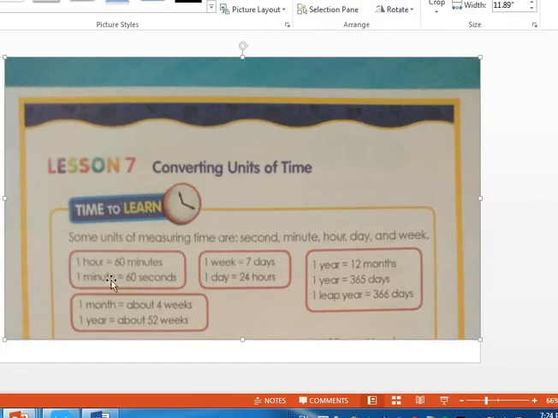So 1 hour equals 60 minutes. 1 minute equals 60 seconds. 1 week equals 7 days. 1 day equals 24 hours. 1 year, 12 months. 1 year, 365 days. 1 leap year, 366 days. 1 month, about 4 weeks, not exactly. 1 year, about 52 weeks.